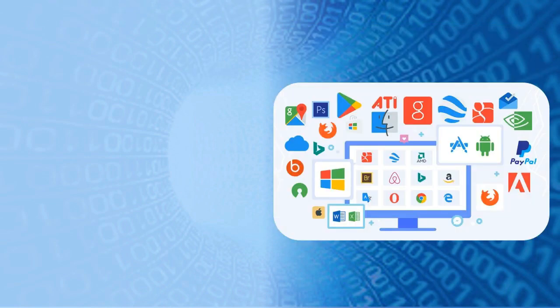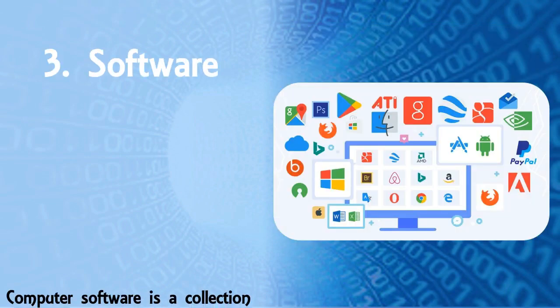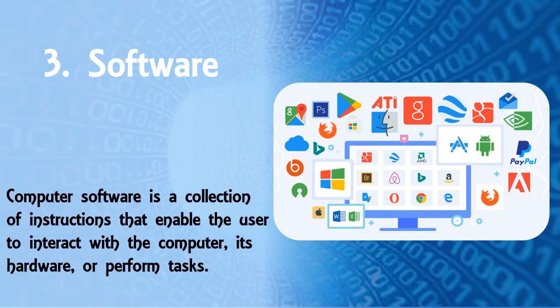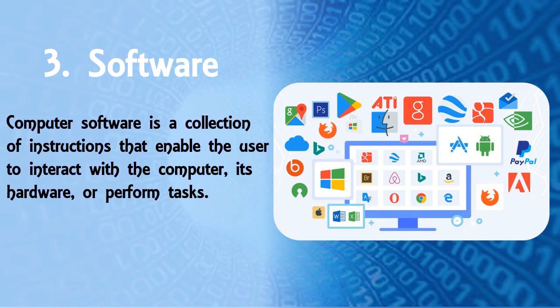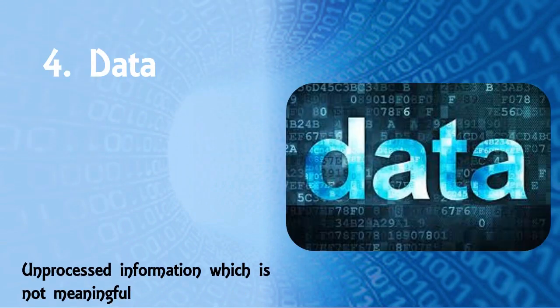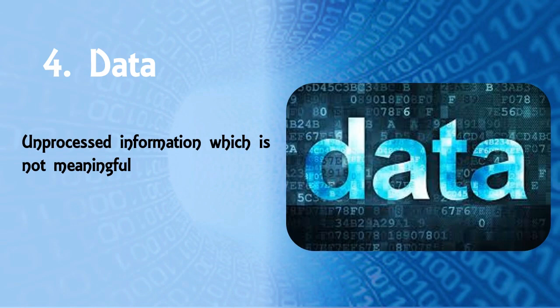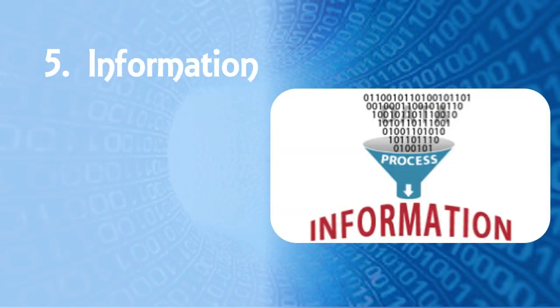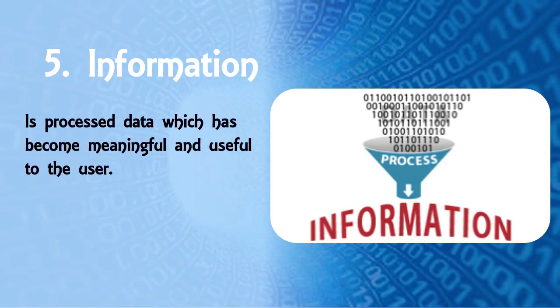Number 3. Software. Computer software is a part of a computer system that consists of data. It is also a collection of instructions that enable the user to interact with the computer, its hardware, or perform tasks. Number 4. Data. Data is unprocessed information which is not meaningful. Number 5. Information. Information is processed data which has become meaningful and useful to the user.